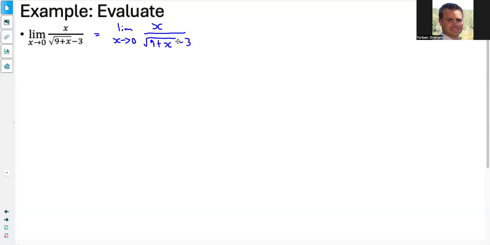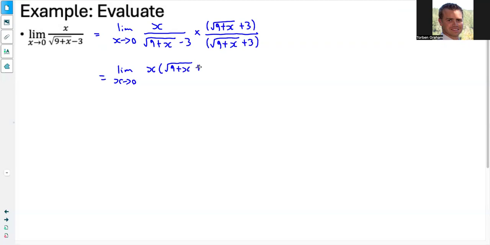Now, in some cases, our radical will be in our denominator. Some cases, it will be in our numerator. Whichever one it is in, we will multiply by the conjugate of that. So the conjugate of this would be root 9 plus x plus 3. And we want to multiply the numerator and denominator by that. So in the numerator, I can see things aren't really going to cancel out, so I'll probably just leave it as x times the square root of 9 plus x plus 3.